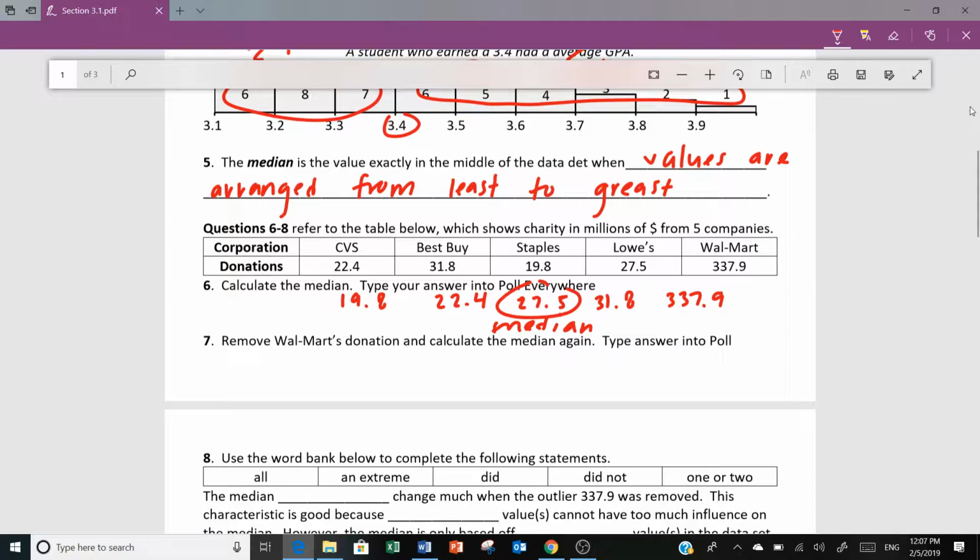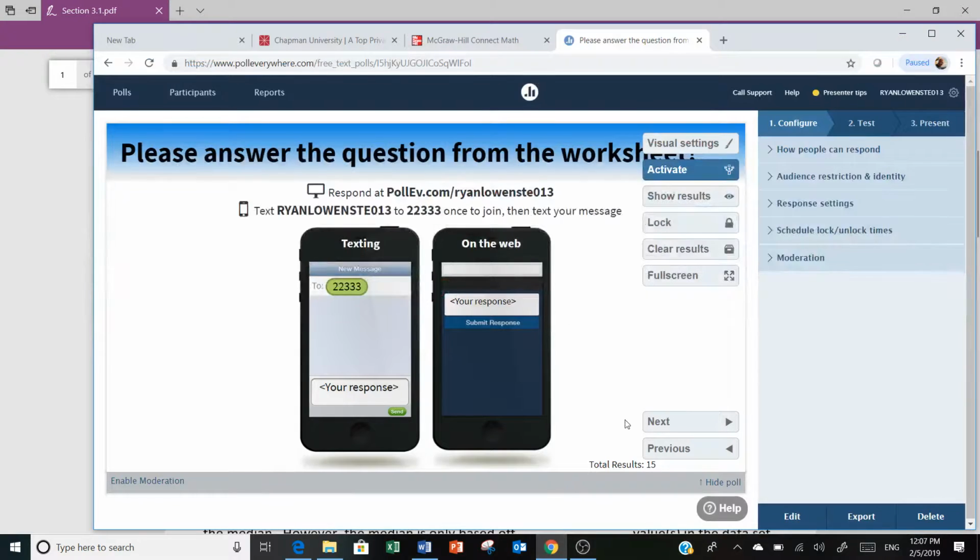Okay, for number 7, we're removing the Walmart one. So remove the Walmart one and then do it again. Make sure to write out the numbers. I have to clear the results. Okay, now do it.